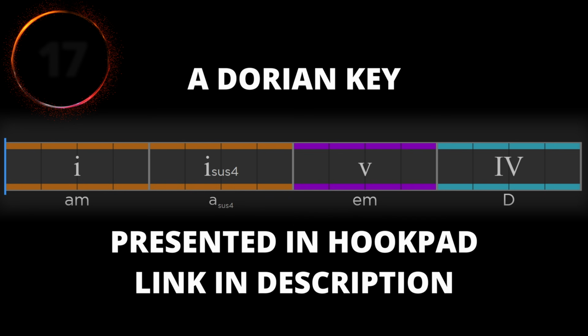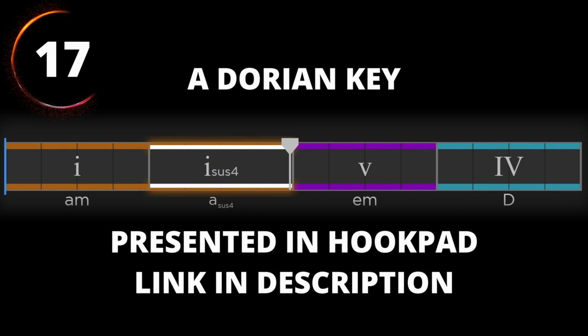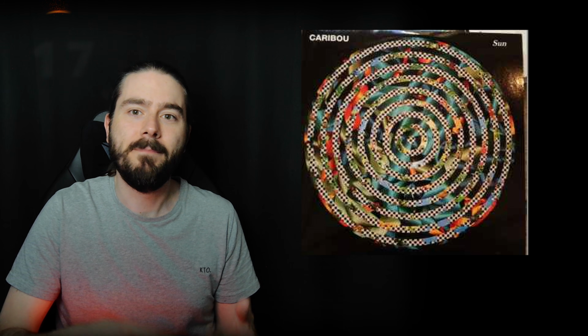Dancing Queen, it's 17, and some Dorian mode examples, starting with 1, 1 sus4, 5, 4. We might be in the Dorian mode, but the same principles and ideas carry over from the major and minor examples that you've seen. Here a simple move from 1 to 1 sus4 provides a real sense of drama. Hear this in the song Sun by Caribou.